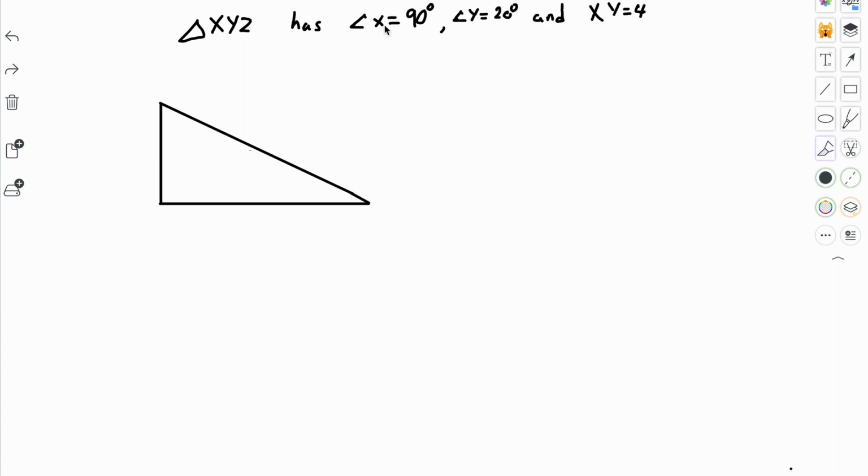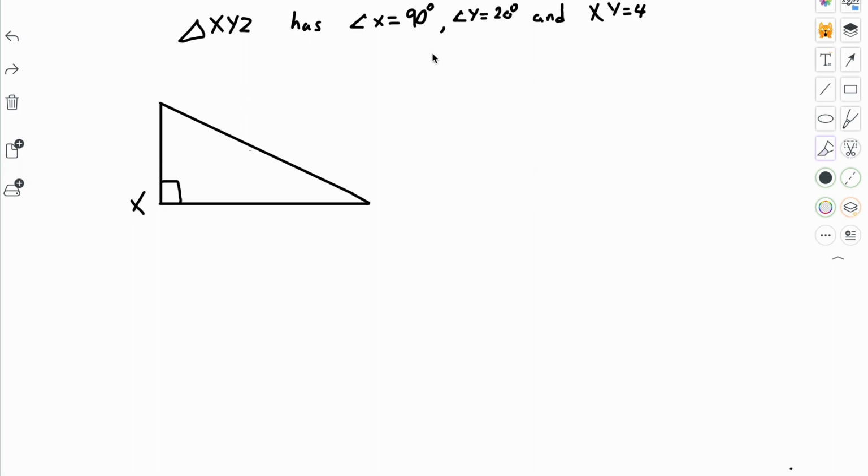So our x is our 90 degrees. We know that this is going to be our 90 degrees because it's the straightest. This is just a reference. It's not perfect right now. It's not a perfect 90 degrees, but it's just a drawing for your own reference.